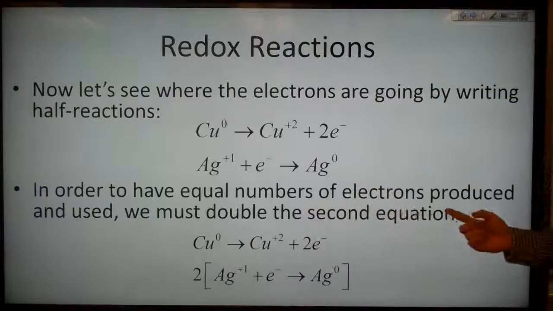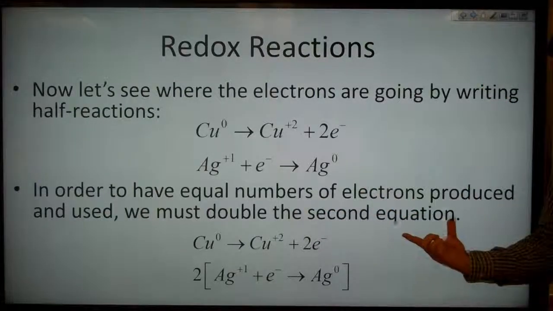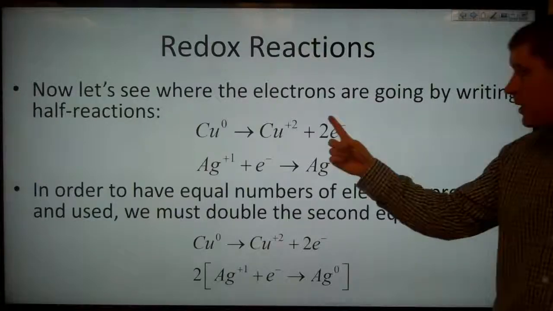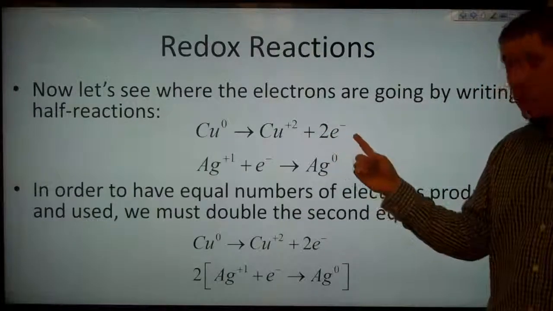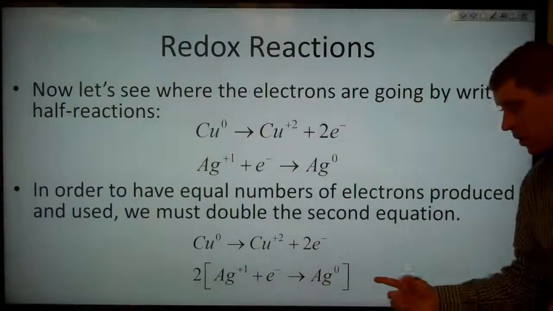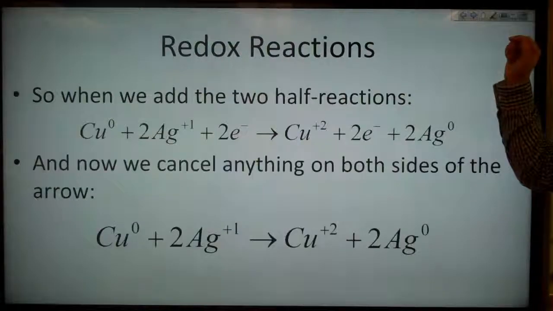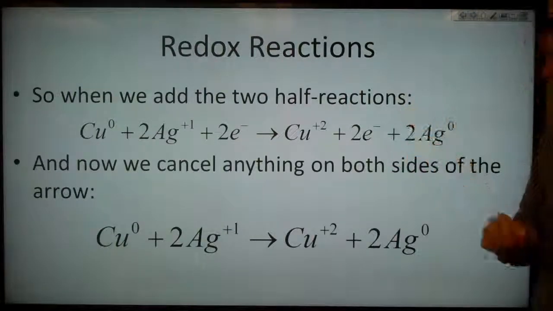So, in order to have equal numbers of electrons produced and used, we have to double the second equation, because we're producing 2 electrons, so we need to use up 2 electrons. So we write brackets around it and put a 2 in front of it. And then we can add our 2 half reactions together.